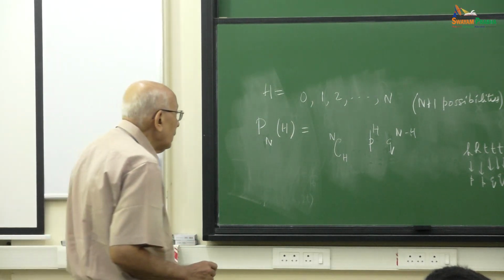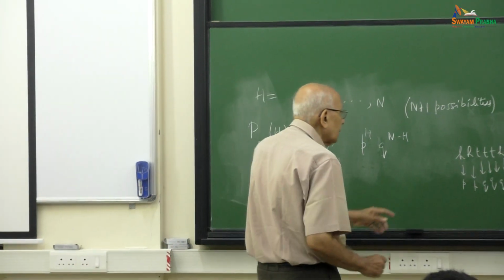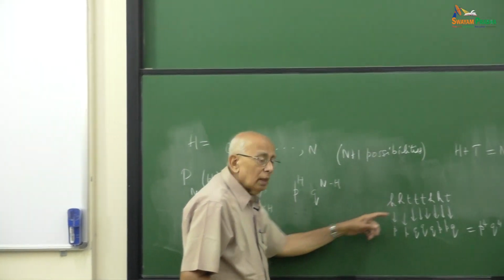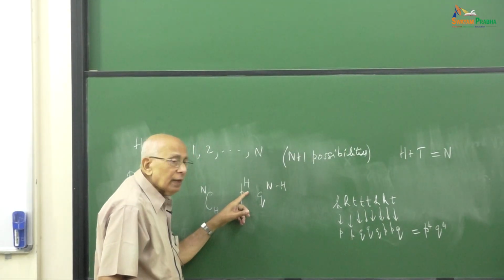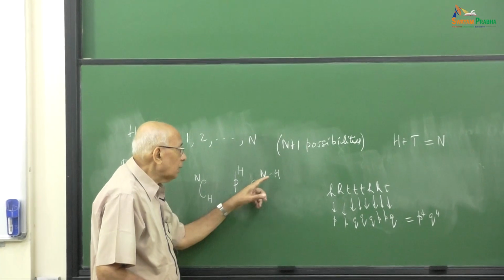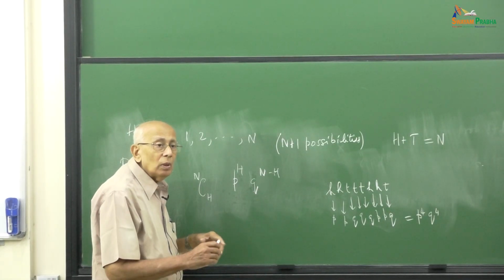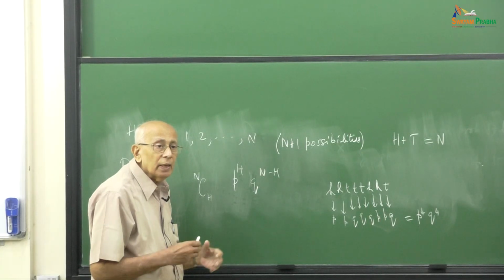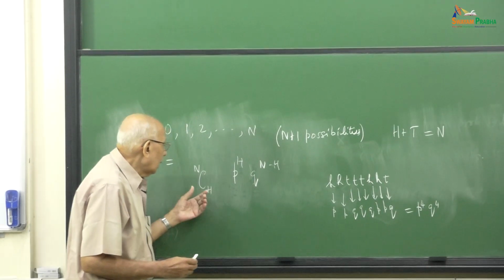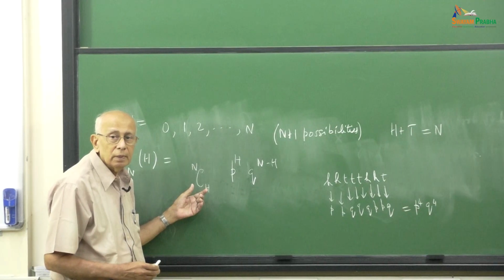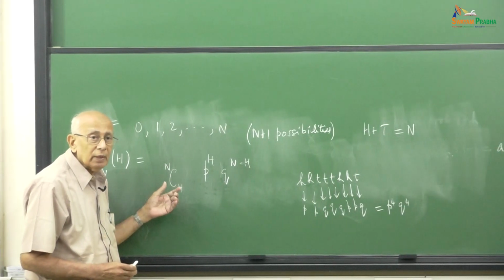So I am saying that any one of the outcomes must be made up of a string of this kind in which H of the factors are little p and N minus H of the factors are little q. And then I add up all the number of ways in which I could have realized this sequence, and that's nCh. So this combinatorial factor is very important.